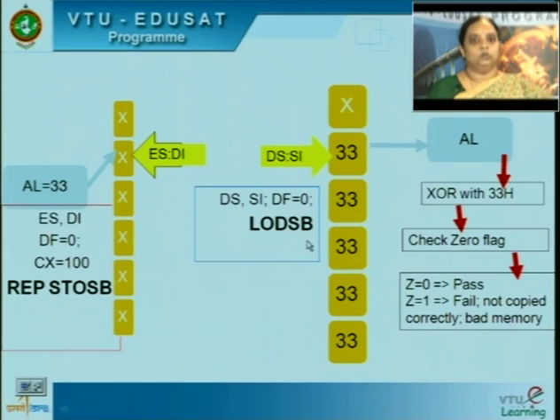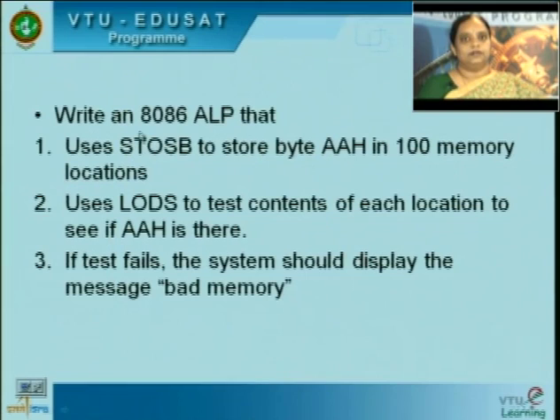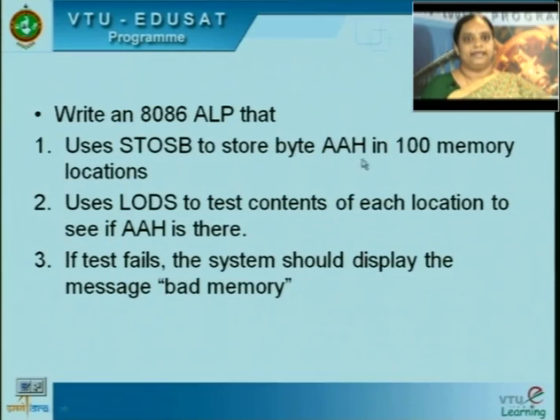For loads B, the registers are DS, SI and DF. For stores, the registers are ES, DI and once again the same DF for both. And then we can also have CX equal to 100. So this is an example ALP. Write an 8086 ALP that uses stores B to store byte AAH into 100 memory locations and uses loads to test the contents of each location to see if AAH is there. If the test fails, the system should display the message bad memory.